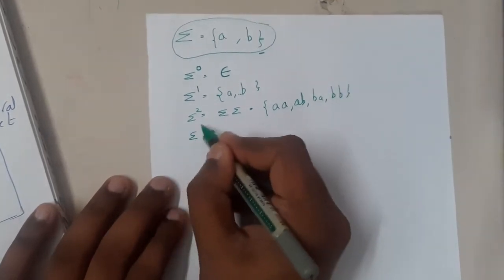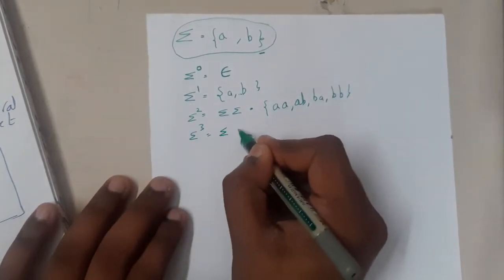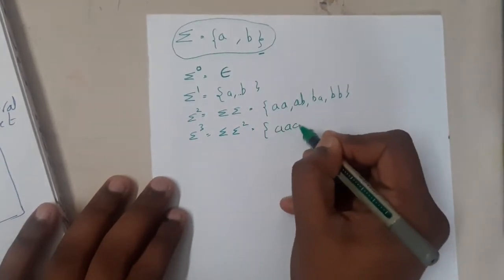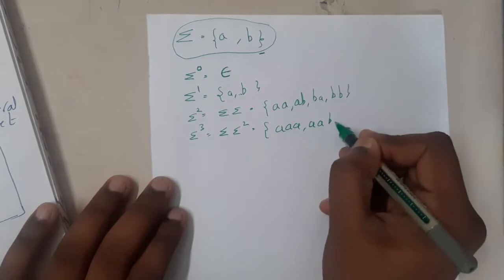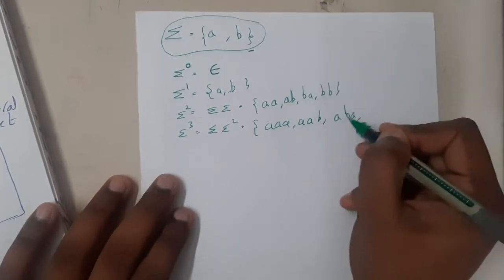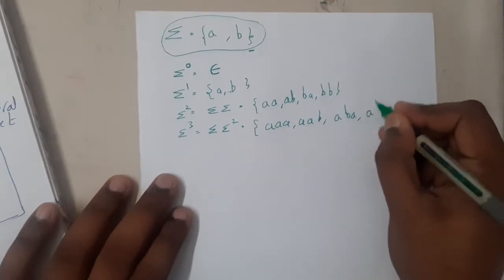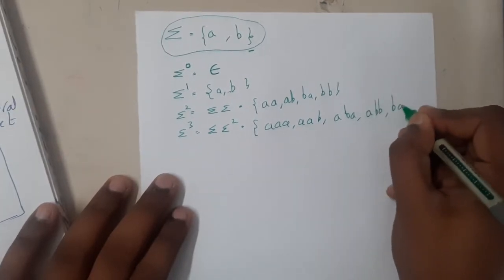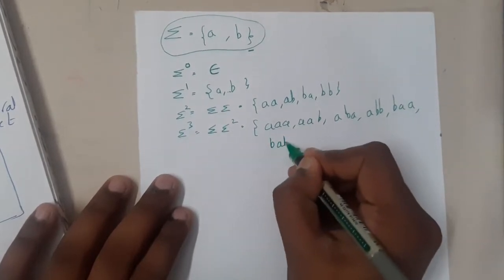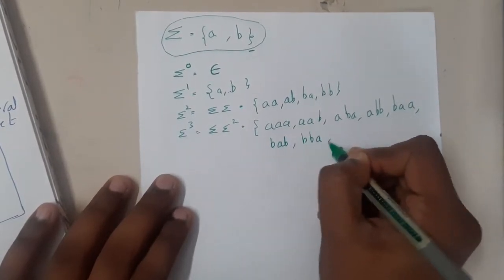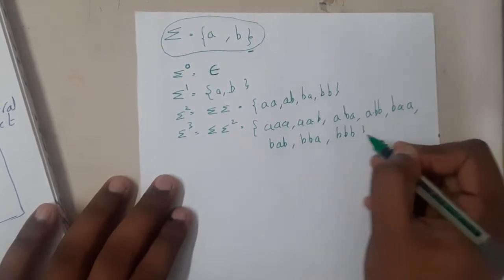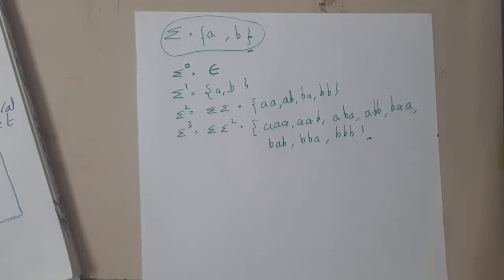Similarly, if I perform it thrice, I'm going to get sigma into sigma square. I can directly perform it or write it in this way also. So AAA, AAB, ABA, ABB, then BAA, BAB, BBA, BBB. So this is 1, 2, 3, 4, 5, 6, 7, 8. In this way we can continue, right?